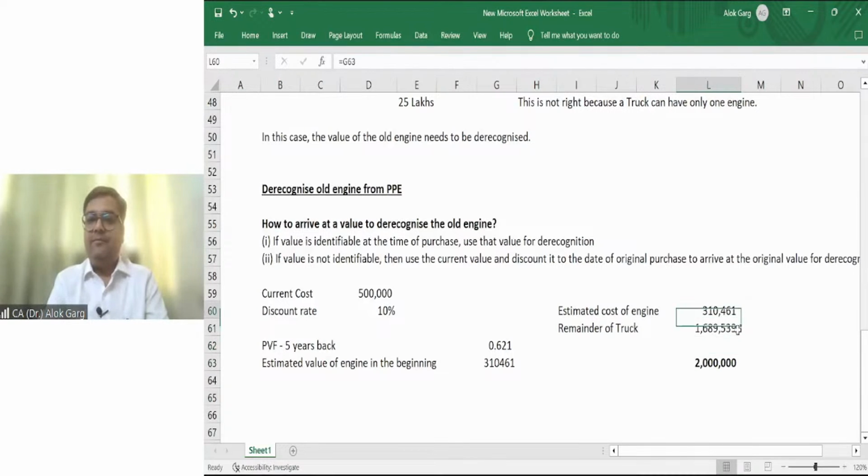Lakh, right? This is my beginning. This is my gross block. Are you able to understand this? What have I done? I have split it.